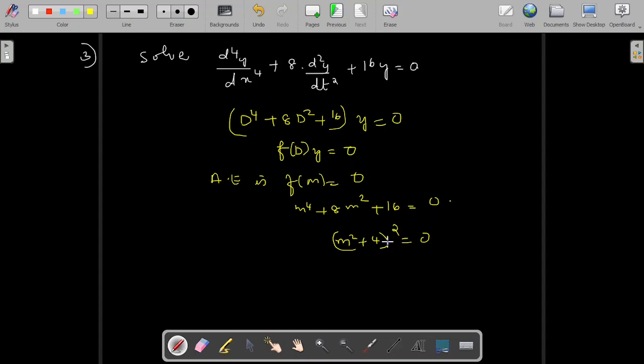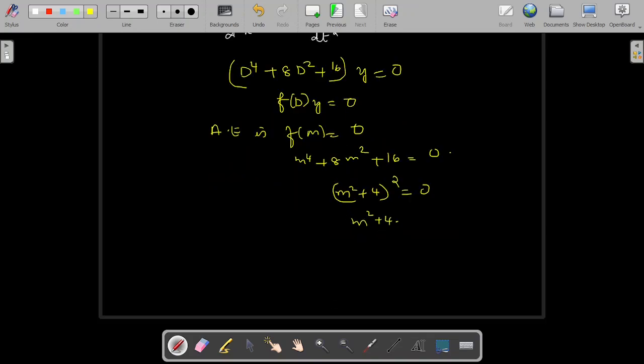When you apply the formula for a plus b whole square, m power 4 plus 2 times 4 is 8m square, plus 4 square is 16. So this is m square plus 4 equal to 0. So m equal to square root of minus 4, that is plus or minus 2i and plus or minus 2i, because it is a biquadratic equation, hence it should have 4 roots. So roots are repeated here, because m square plus 4 equal to 0 and one more factor m square plus 4 equal to 0. It is a whole square, 2 times. So m equal to plus 2i, minus 2i, because complex roots occur in conjugate pairs. For this factor again plus 2i, minus 2i.